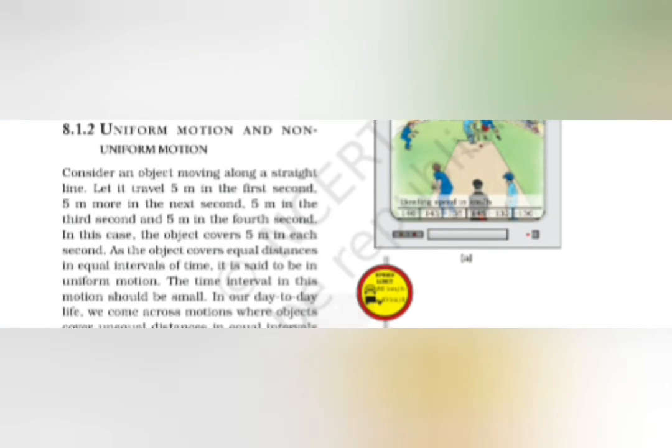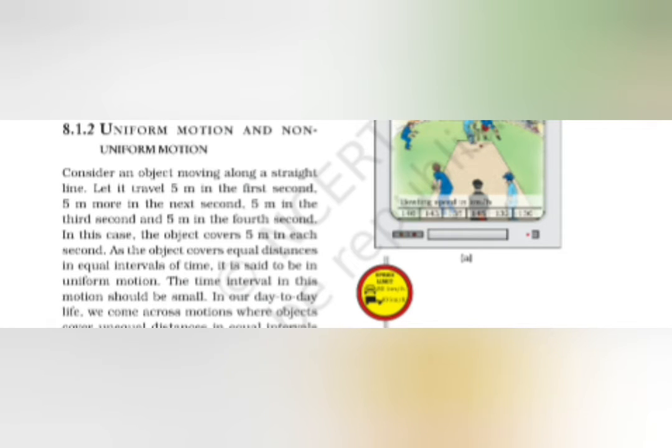Now our next topic is uniform motion and non-uniform motion. What do we mean by uniform and non-uniform motion? We know the meaning of uniform and non-uniform motion since class 7. But now let us recap it again over here. It is saying that when a body covers the same distance in equal interval of time, then it is in uniform motion. And if it covers unequal distance in equal interval of time, then it is non-uniform motion.